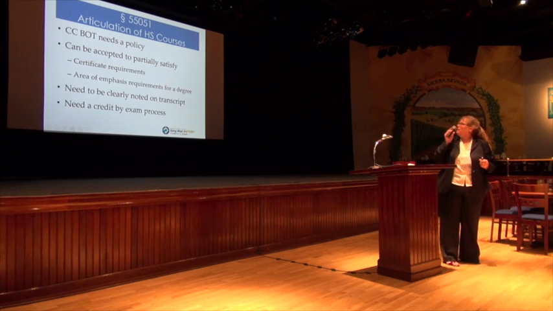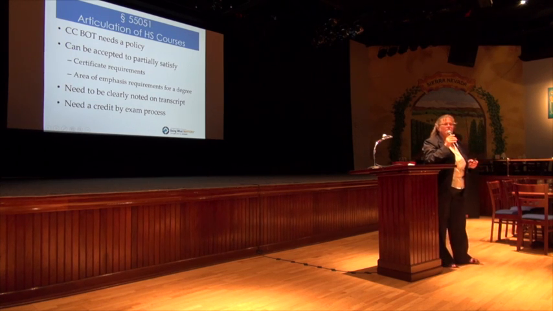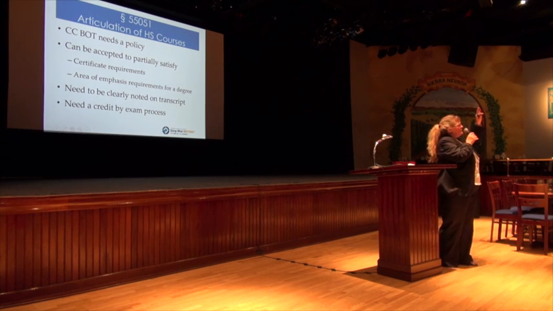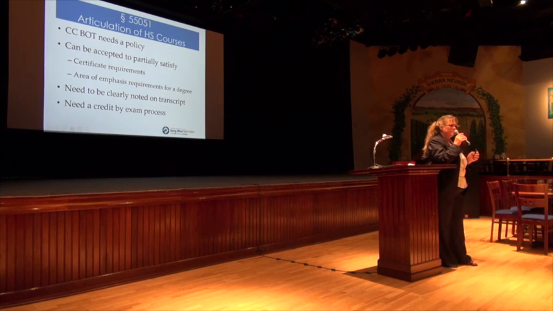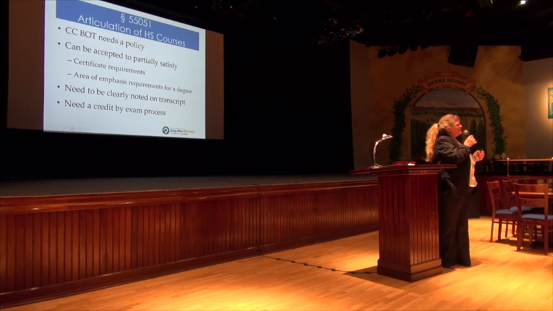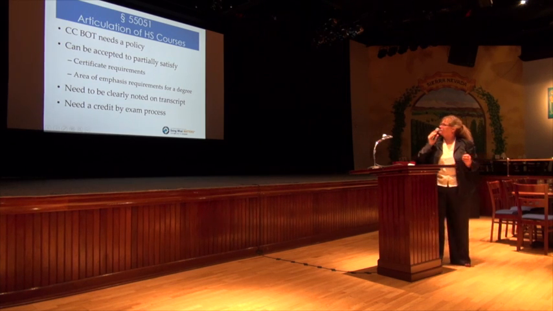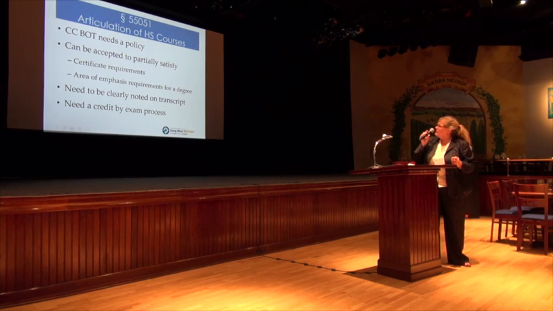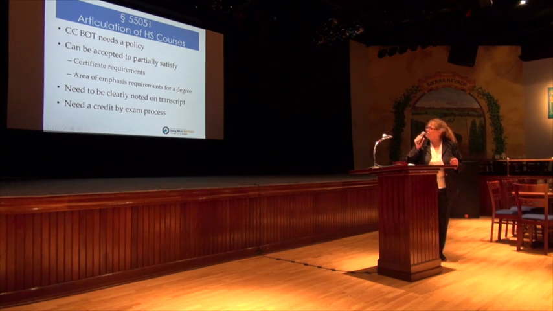The community college board of trustees has to have a policy, and colleges should have a list of what courses are allowed or not allowed to be taken as credit by exam or to be articulated. That changes by district, which courses colleges might allow for articulation. The articulated courses can be accepted to satisfy certificate requirements or areas of emphasis for a degree. They're clearly noted on the transcript, and they need a credit by exam process.